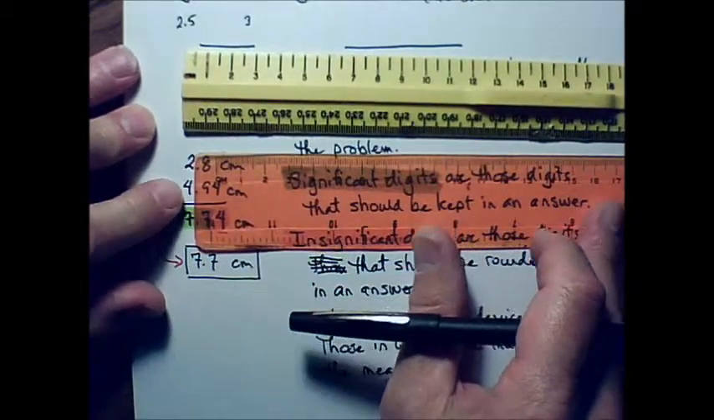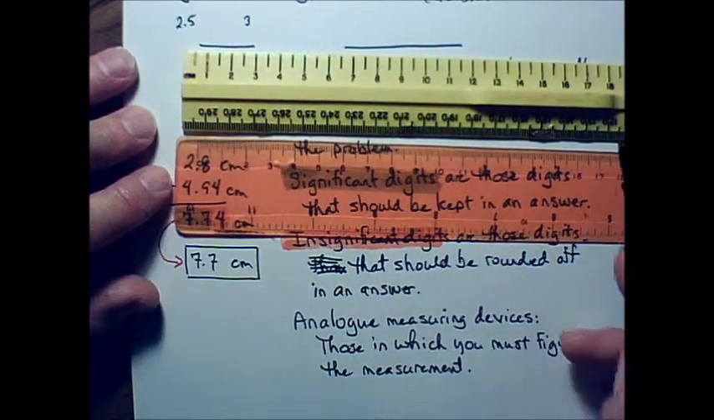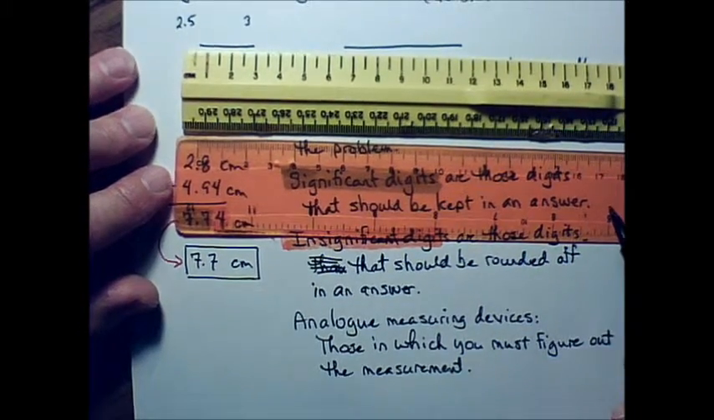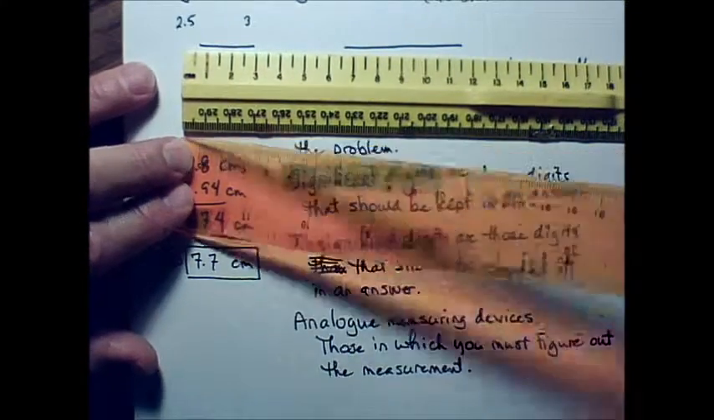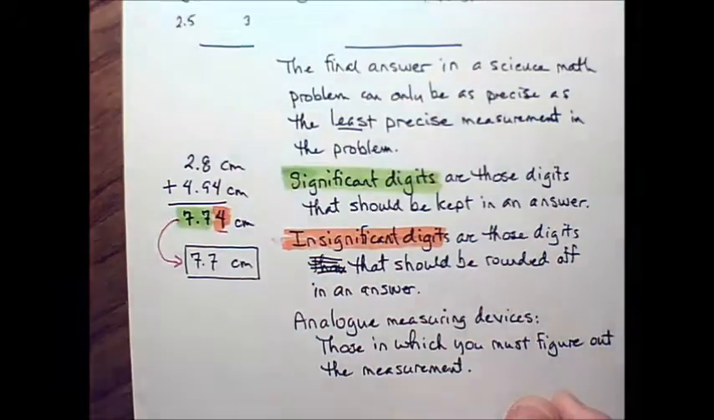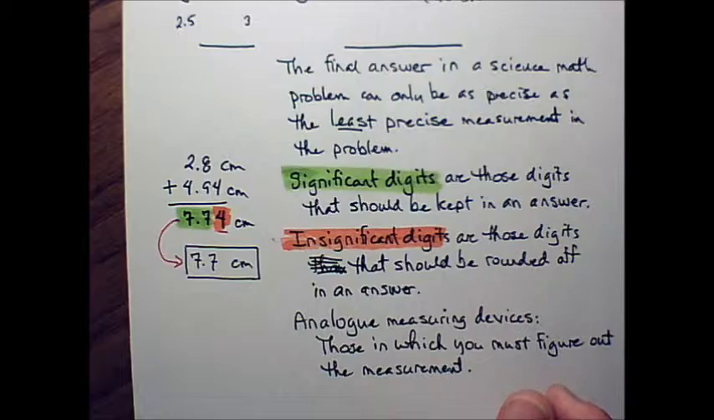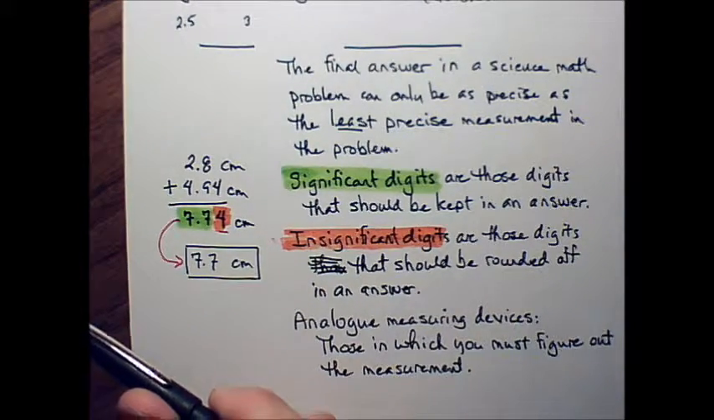We had to use our brains to figure out the measurement when we're using these rulers. These are analog measuring devices. That's an example of an analog measuring device. We used an analog measuring device in the lab on Monday. Can anybody tell me what that was?